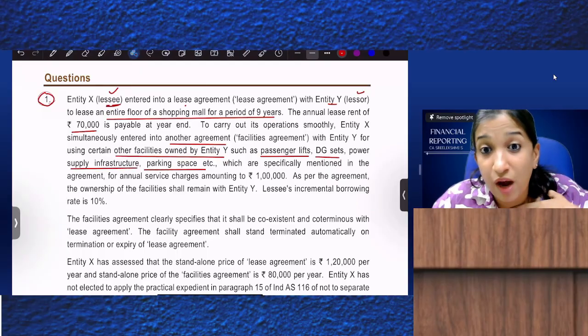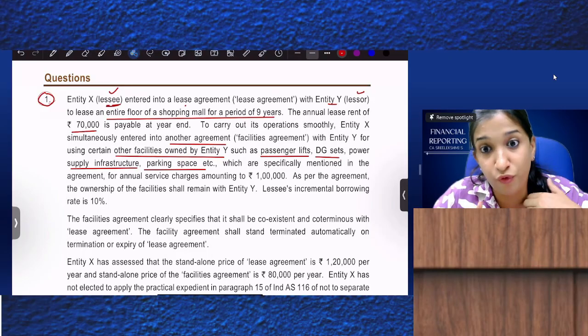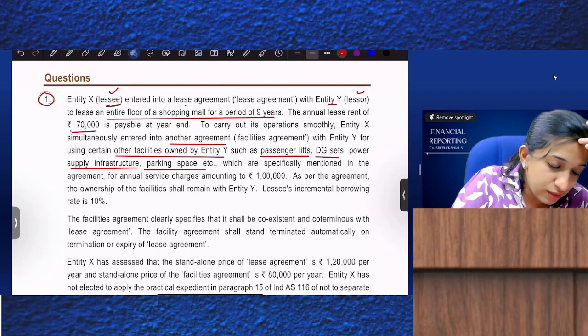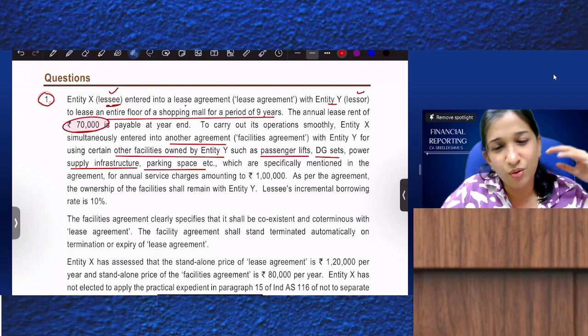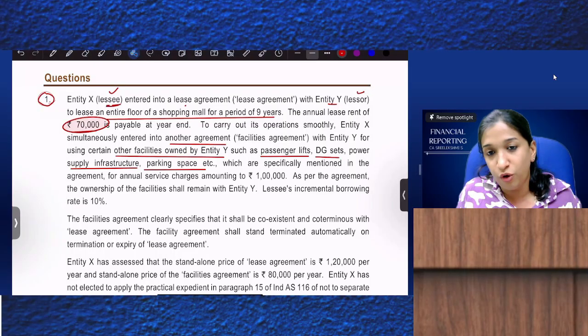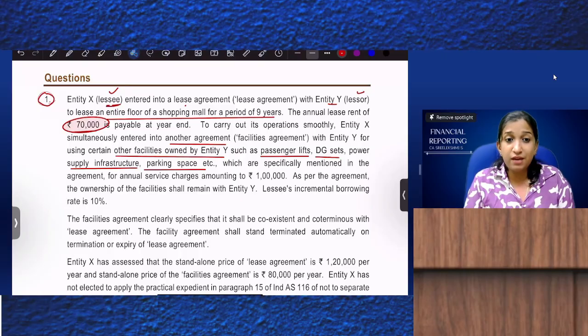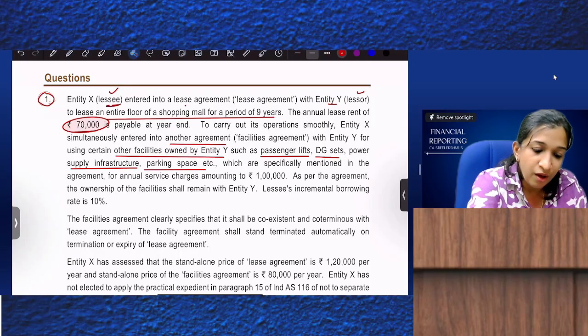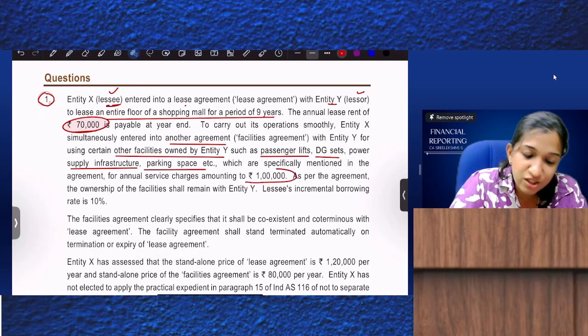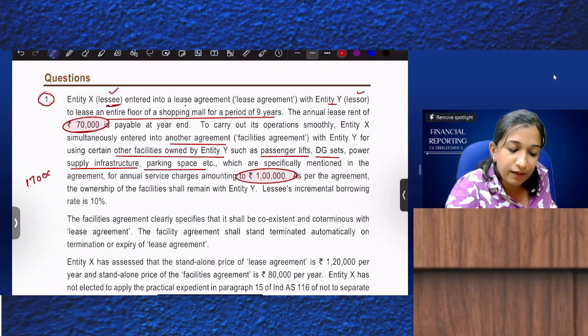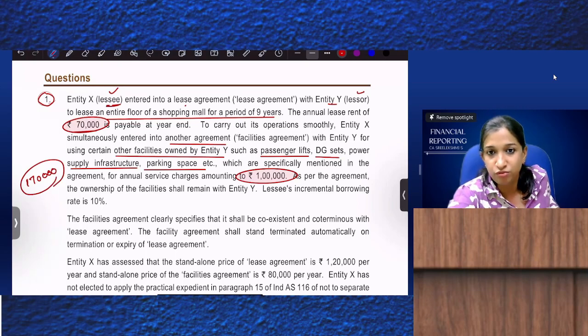Listen, I've taken one floor of a building, one floor fully. In that one floor, I'm paying 70,000 as my rent. Now to carry out the operations, I've also entered into another agreement to use passenger lift, DG sets, power supply infrastructure, parking space, etc., for which I am paying service charges of 1 lakh. Together, how much am I paying? I am paying 1,70,000. Yes or no?